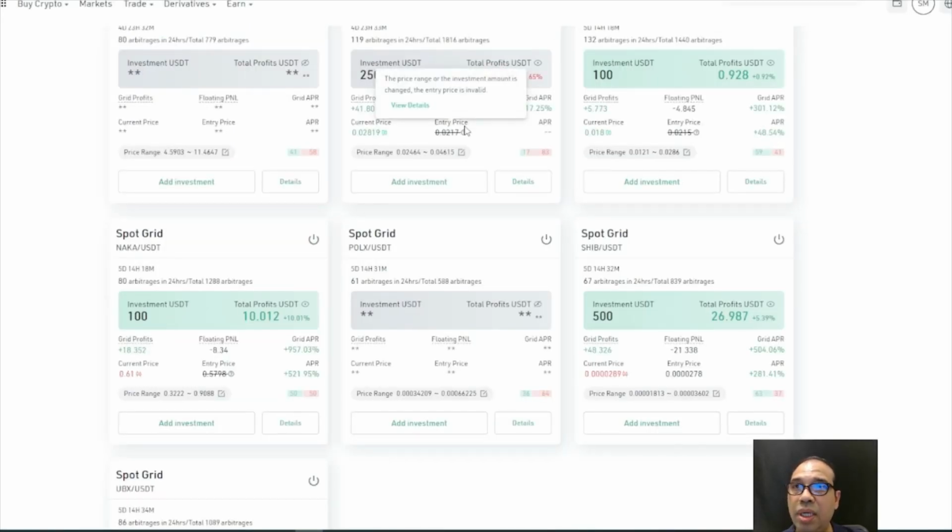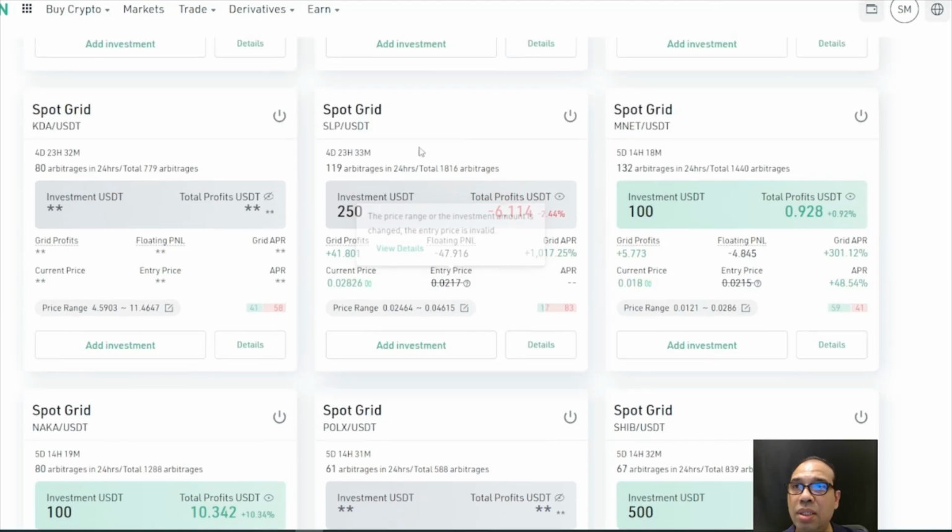This particular bot for SLP is in negative. So what I've done is I went in and increased the price range. It was 0.02, so I increased that to 0.04 as in my previous example. Here you can see it's negative, which means the bot has bought more because the price has been dropping. When the price goes up, obviously it will sell, and this profit should write off that loss.